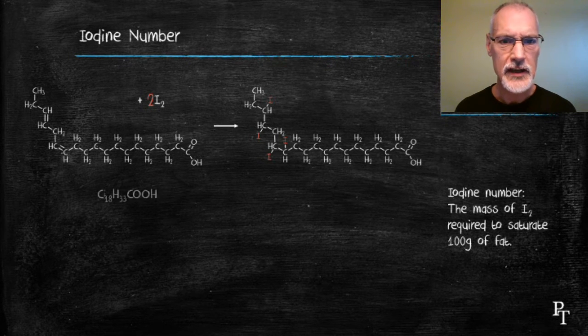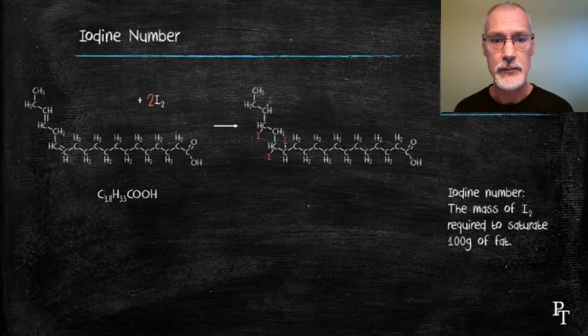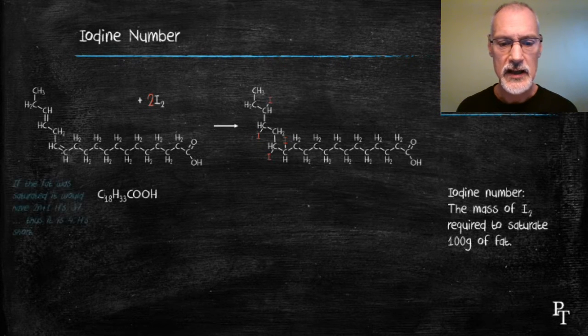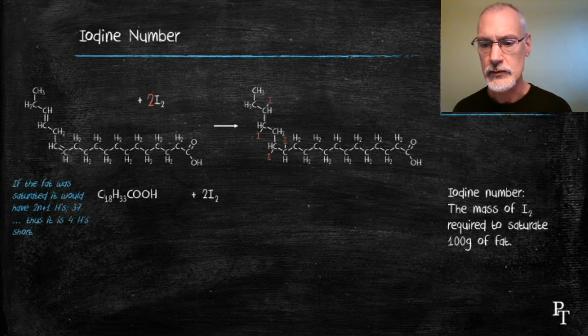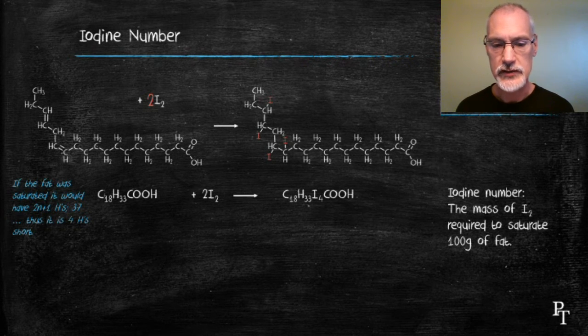If I just start with the chemical formula, I can also recognize how many iodines I need to add. So if I write down here a chemical formula, I can recognize that with 18 carbons, it should hold up to 37 hydrogens if it was saturated. Here I notice it's 4 short. Therefore, I can tell it must have 2 double bonds in it, therefore requiring 2 iodine molecules to balance. Here I've shown the complete balanced chemical equation.